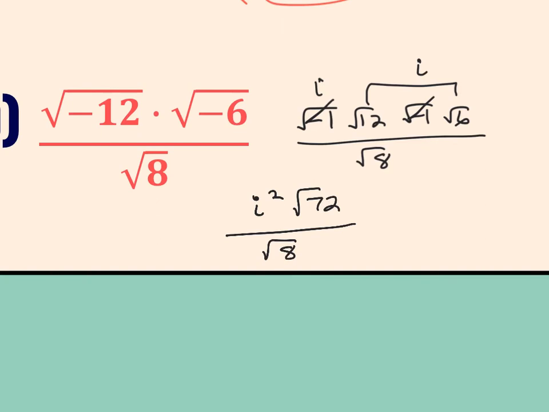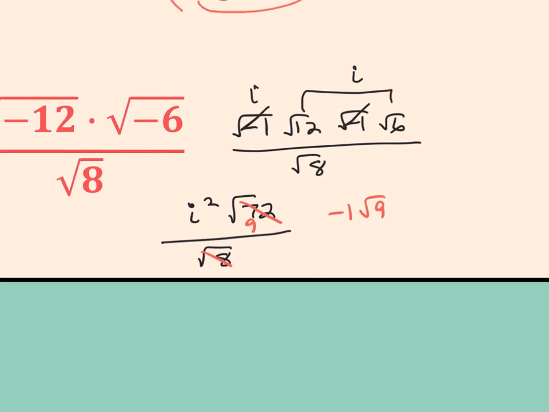Now, if you want to just divide it, 8 goes into 72, square root of 9 times. So now I have negative 1 times the square root of 9, and negative 1 times the square root of 9 is 3. So my final answer here is negative 3.